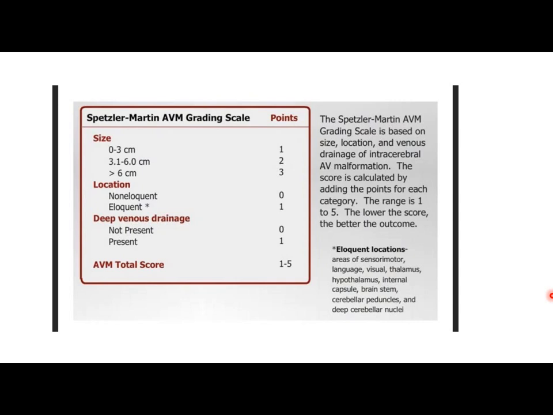And for the deep venous drainage, if the deep veins are included within the AVM, we will give it 1 score. If not, we will give it 0. And we will collect the scores. The total score for the surgeon is 1 to 5. The 5 is the worst prognosis, and the 1, of course, is a better prognosis.